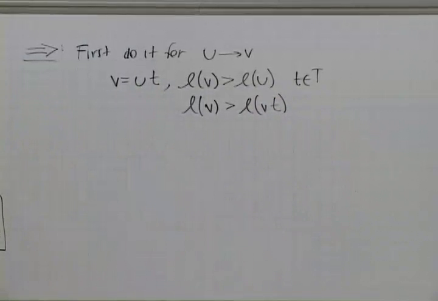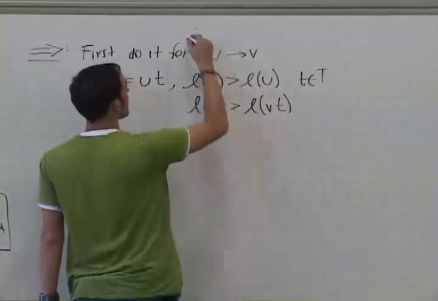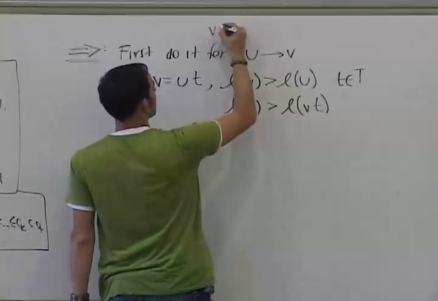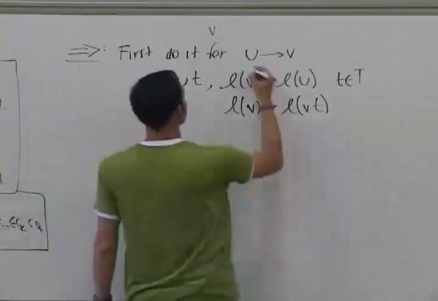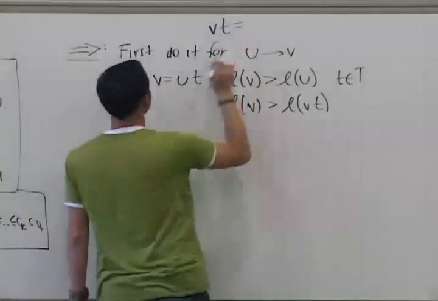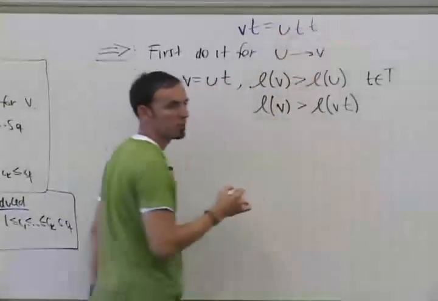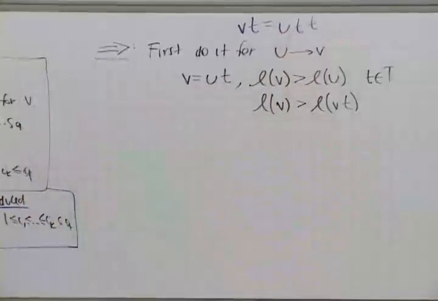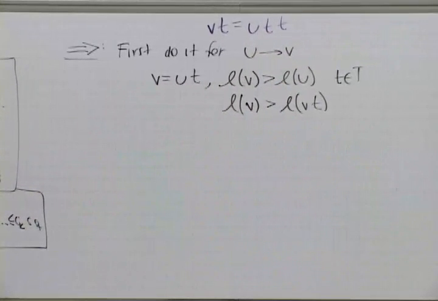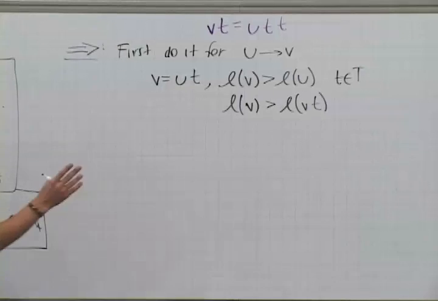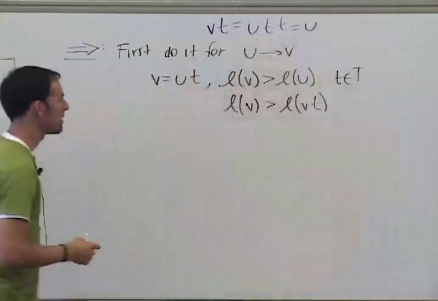What did I do here? I'm claiming that U is equal to Vt. And why is that? Because Vt is equal to, V is Ut, so Utt. But remember that all the reflections have order 2. Do you remember that? We haven't talked about that in a while, but it's true. And proving it is very easy. t squared is the identity, so this is U. Okay?